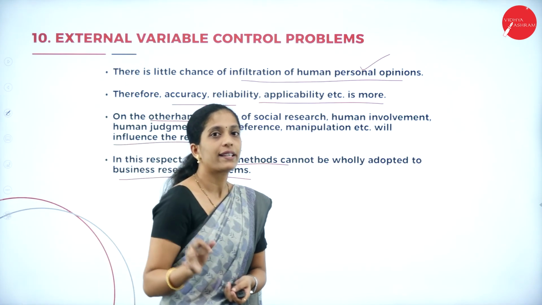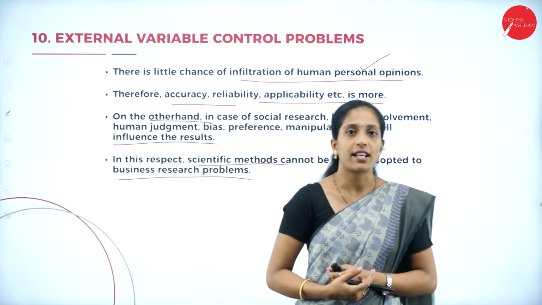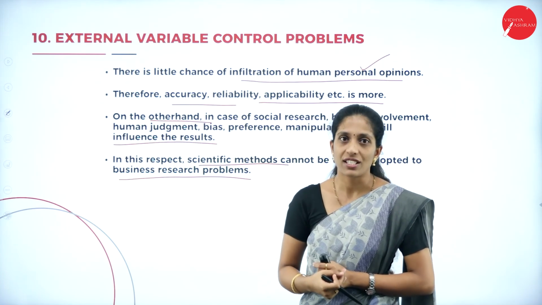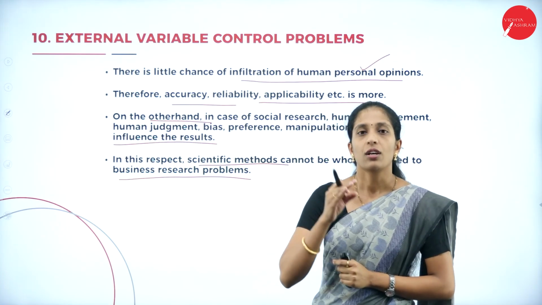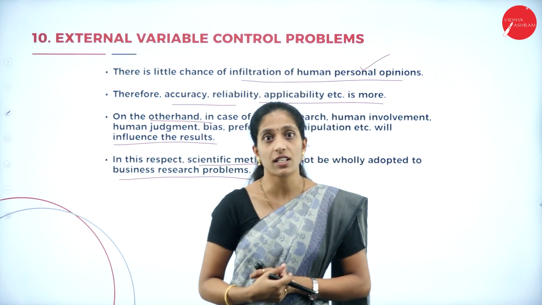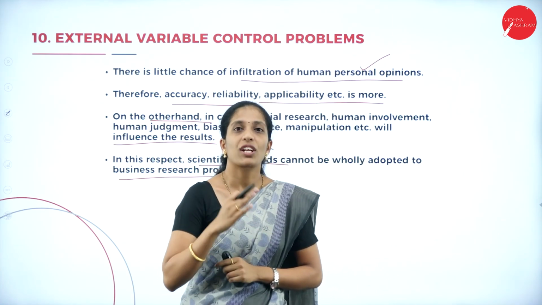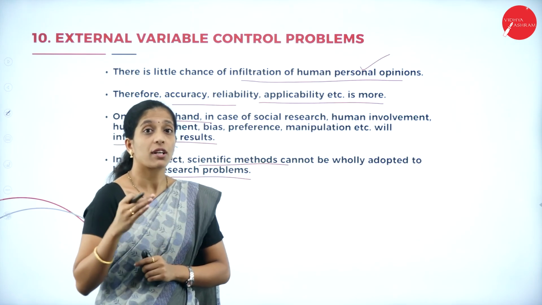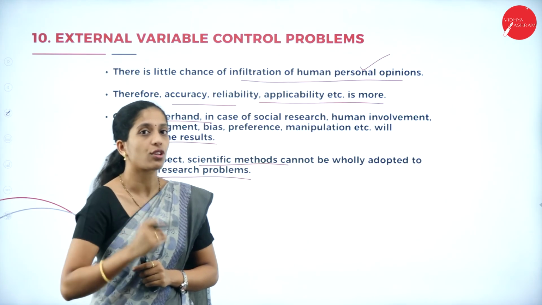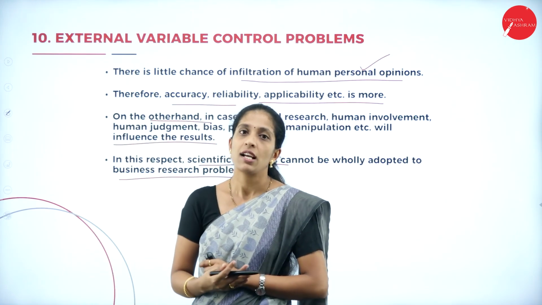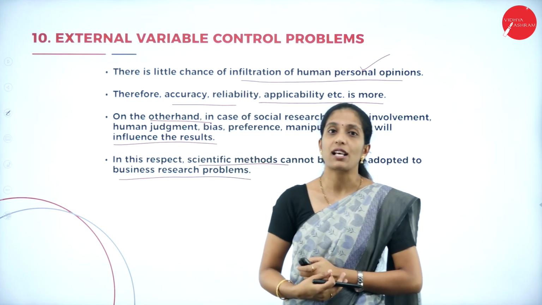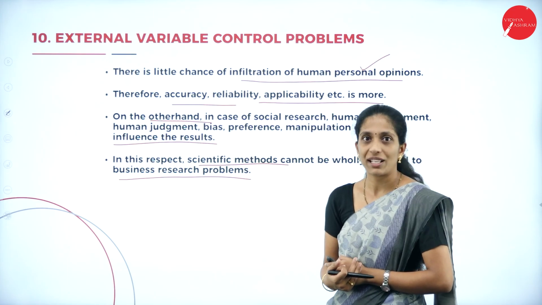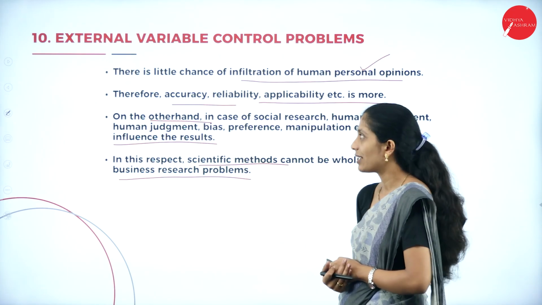So if you see all these limitations, we can say that scientific research cannot be applied to business research wholly. To a certain extent scientific research may be applied, but we cannot apply it wholly, because business research mainly focuses on human behavior, which keeps on changing and is uncertain as well as unpredictable in nature. So these are the certain limitations of business research.